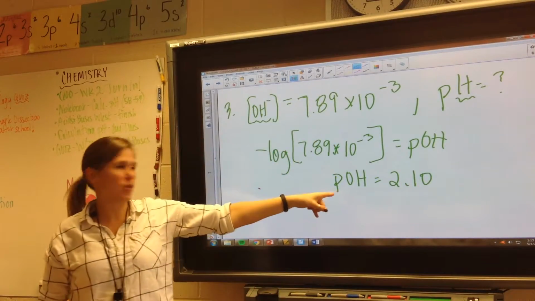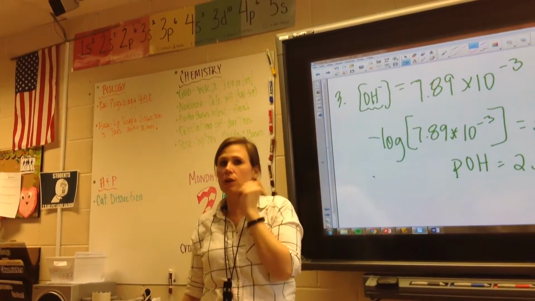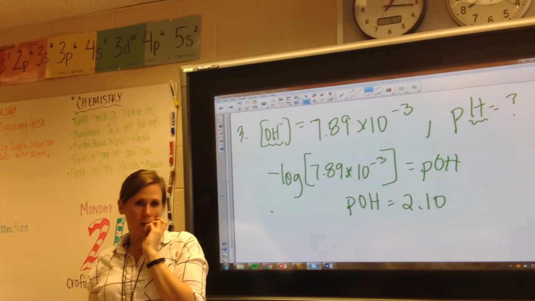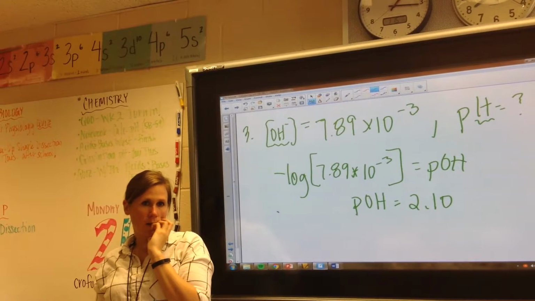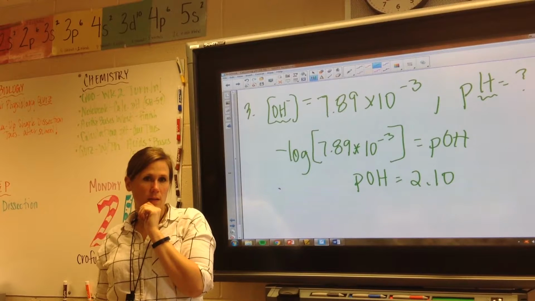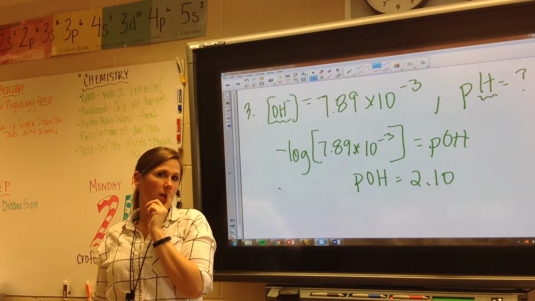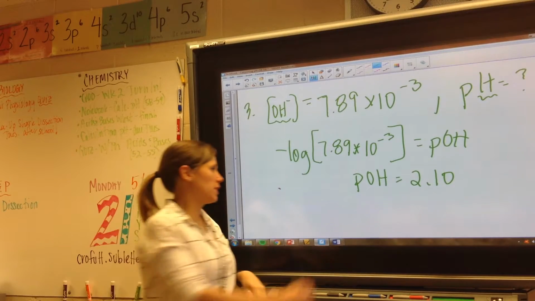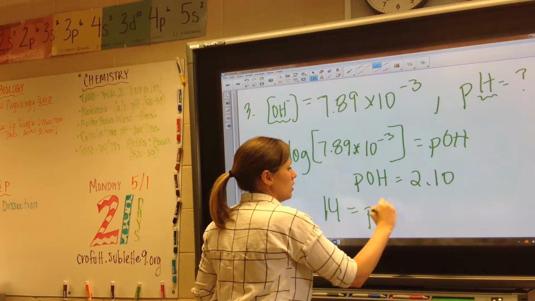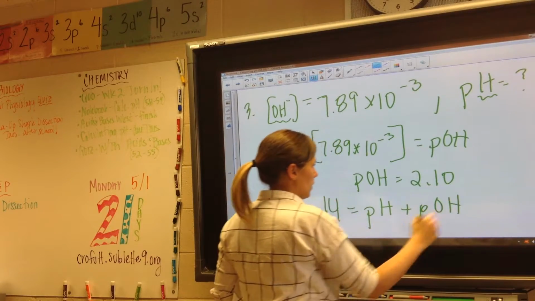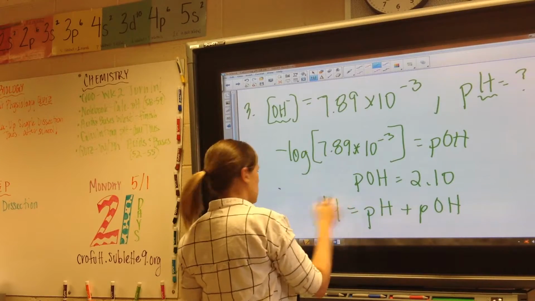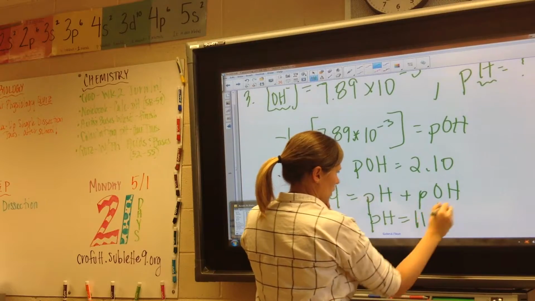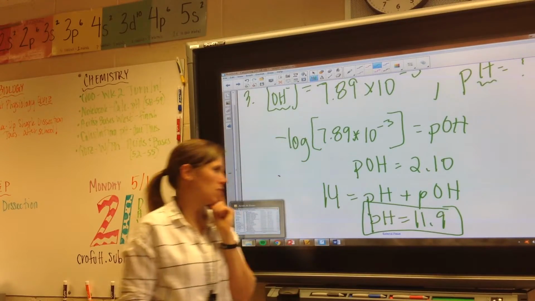Okay. Is that what the question's asking for, though? No. So, Libby, how do we get from pOH to pH then? No. Vicente? Subtract 14. Remember that 14 is equal to the pH plus the pOH? Okay, we know the pOH value, so subtract 14 minus 2.10. You guys come up with a pH value of 11.9. Okay, so that's your guys' value.